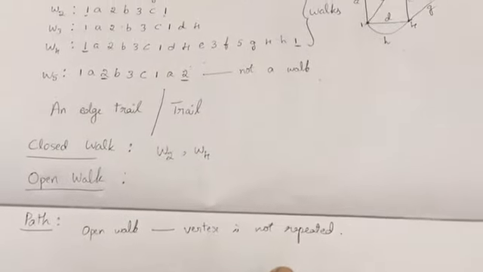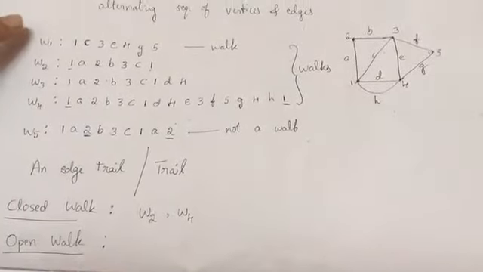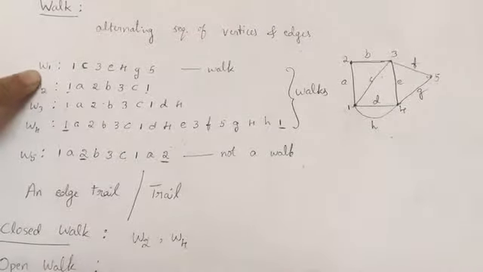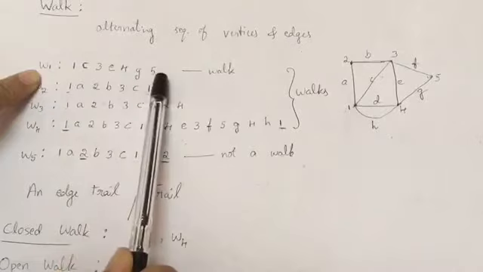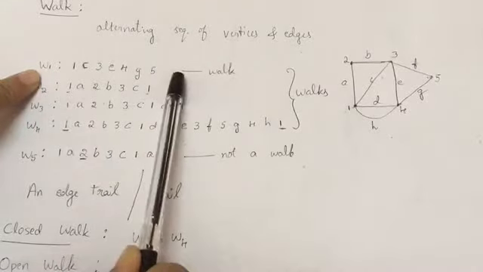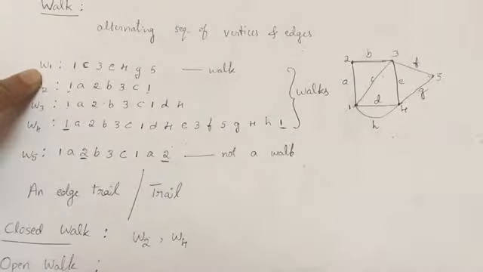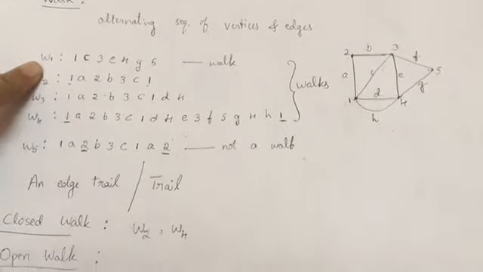In my example, I can consider this W1 as a path because it's a walk, of course, and it is open because no vertex appeared more than once. Therefore, I can take W1 as an example for path.